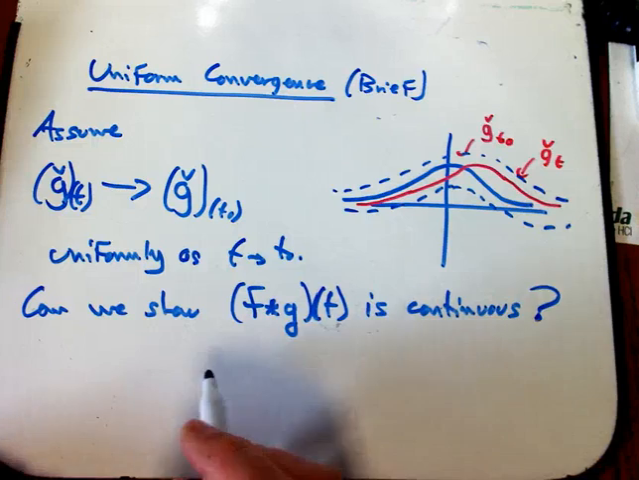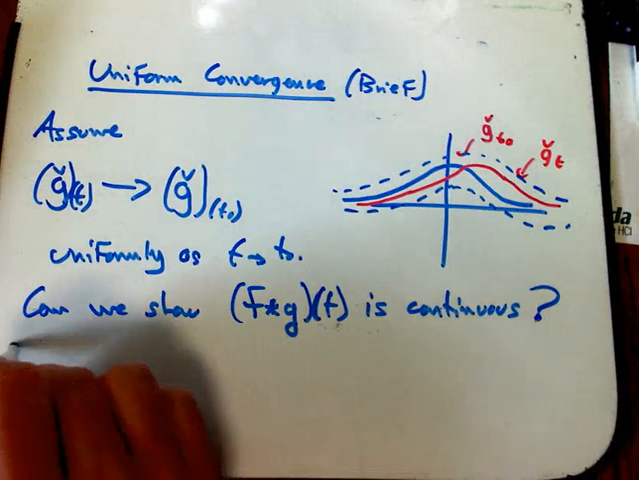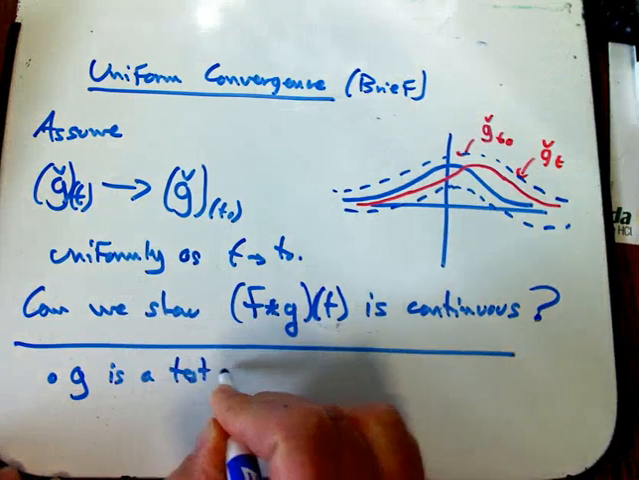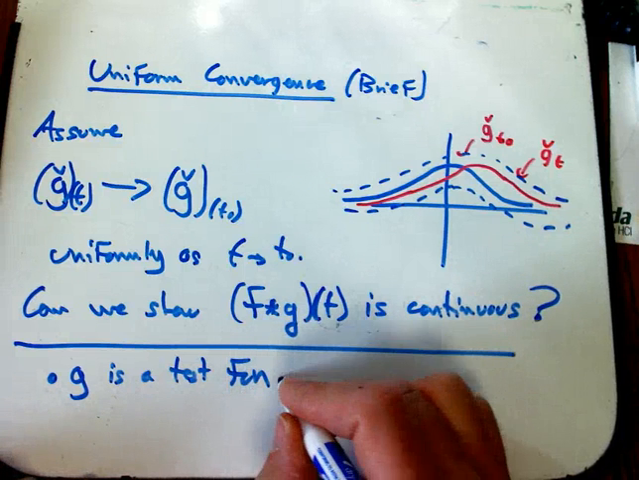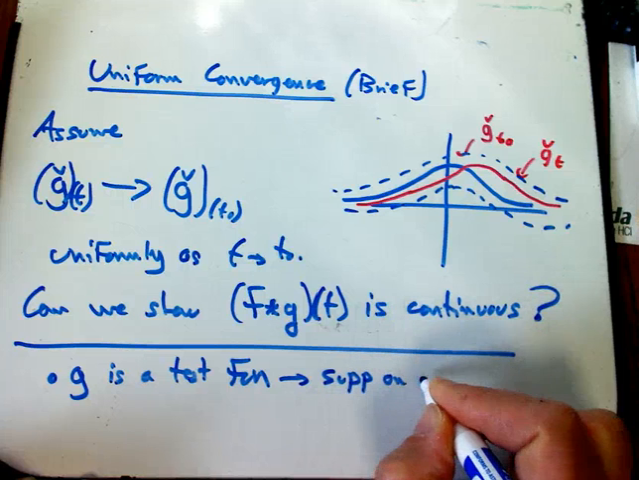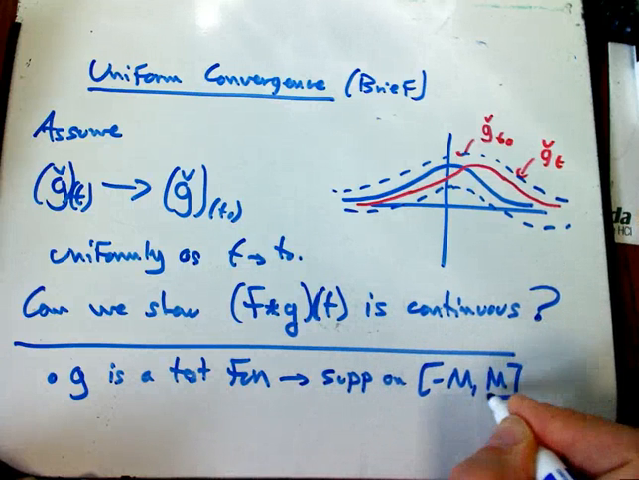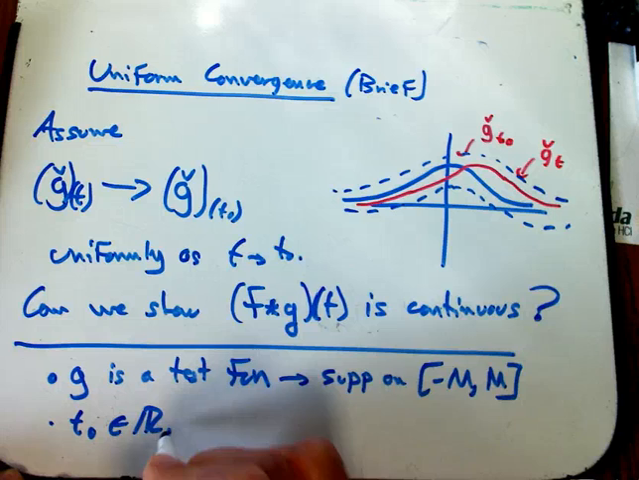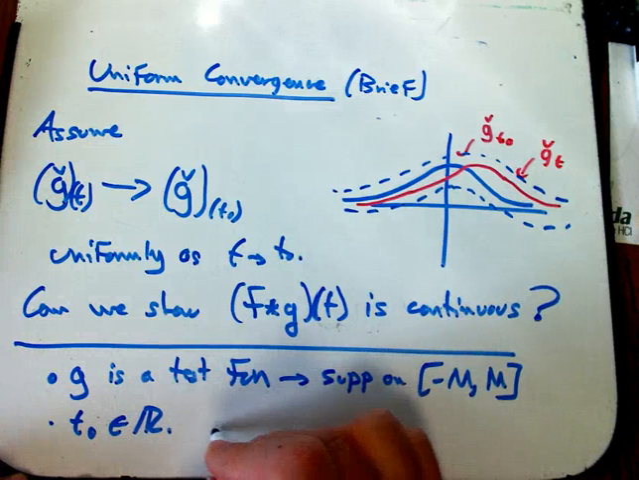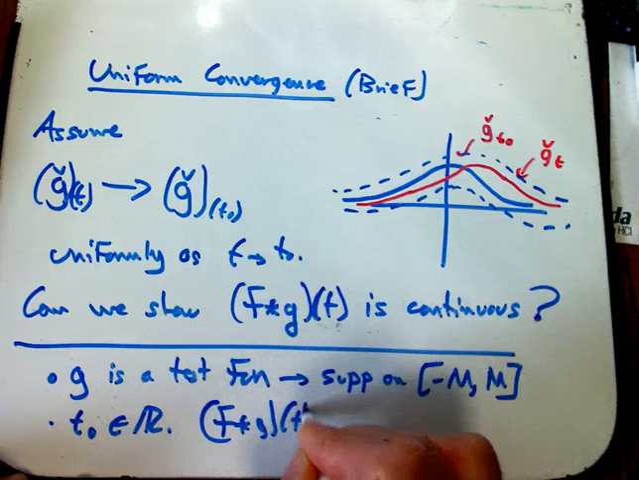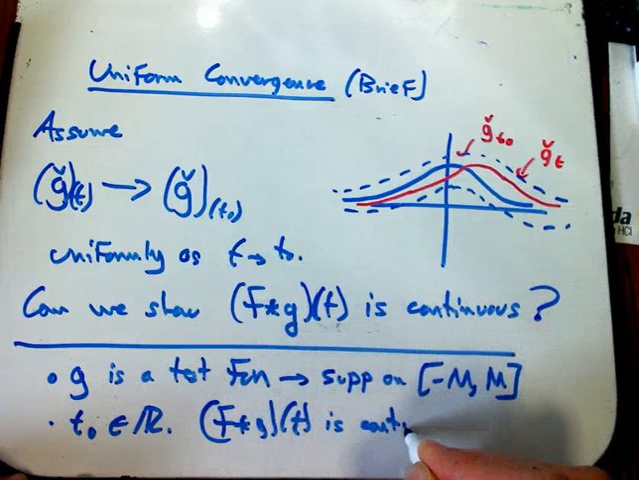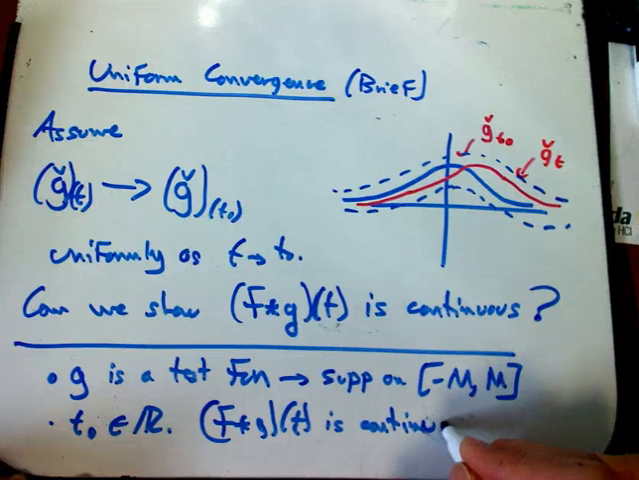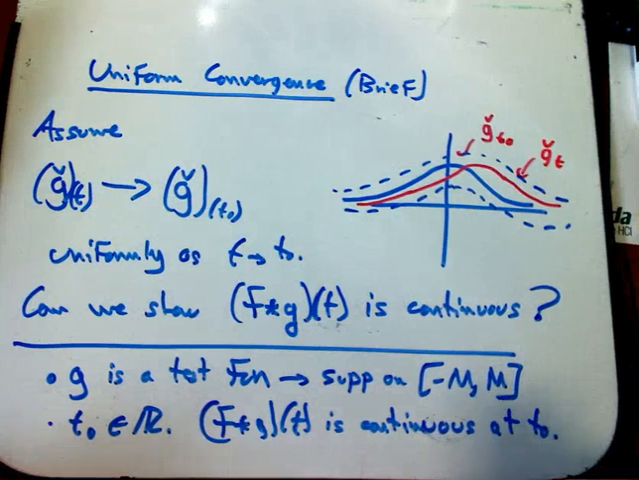Okay. So let's look at it. What are the ingredients here? G is a test function. And let's say it has compact support, which is always at least convenient, sometimes crucial. And t naught is a real number. And we want to show that f star g of t is continuous, specifically at t naught, just to make it more specific.